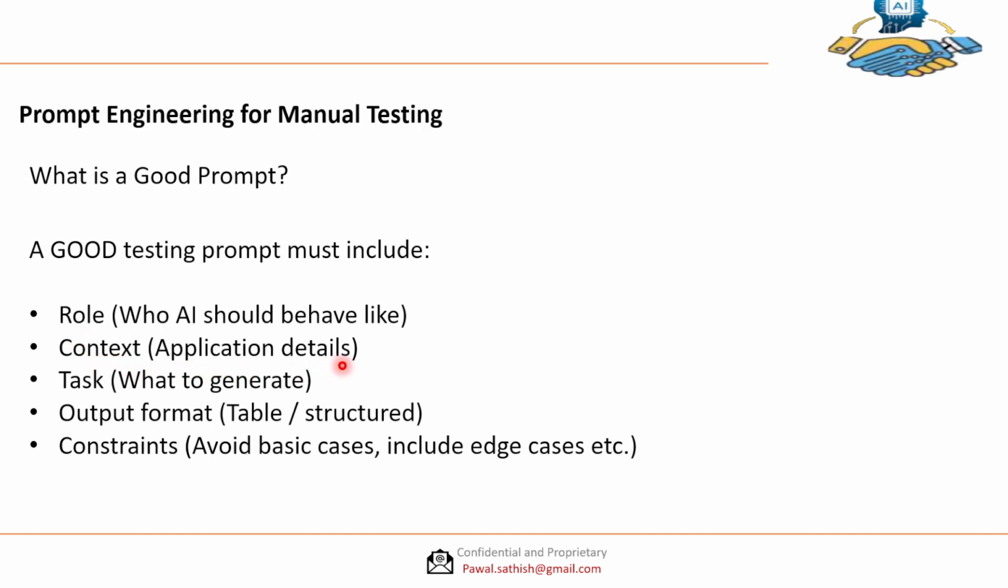Then we need to provide application details, and we need to ask what task we need the AI to generate, and the output format. Which format you require, table or structure. If you give this format, this is a good prompt, and we need to give some constraints, like avoid basic cases, include edge cases and other things. If you give the constraints, we are giving a clear instruction to the AI, so that the AI gives the correct output, instead of this one.